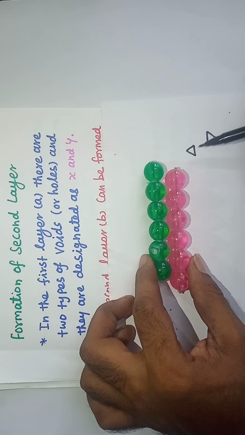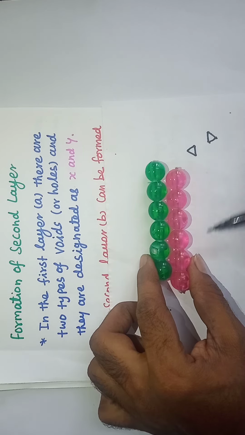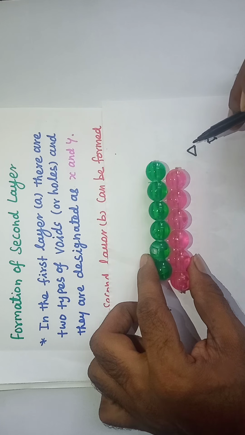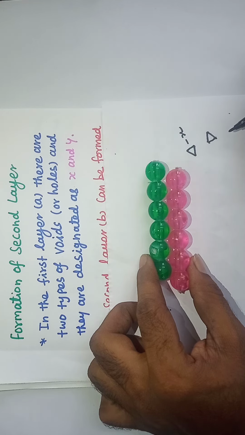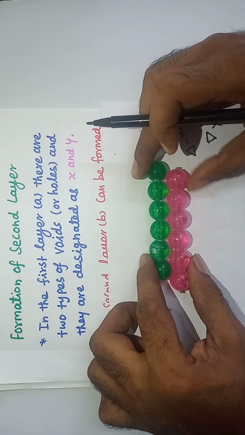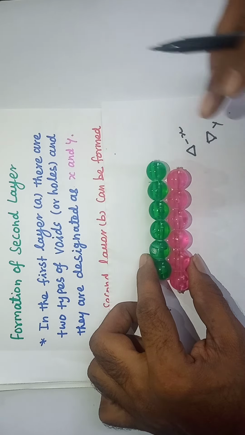There are two types of voids formed in the first layer by placing the second row in the depression of the first row. In one void the apex is in the upward direction, and in the other the apex is in the downward direction. Where the apex is upward, it is designated as X. Where the apex is downward, it is designated as Y. A void is nothing but a gap, hole or free space between the spheres or atoms.